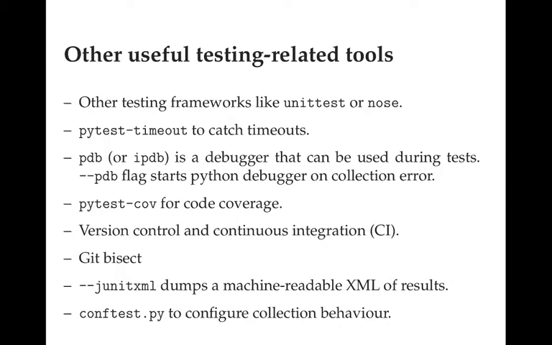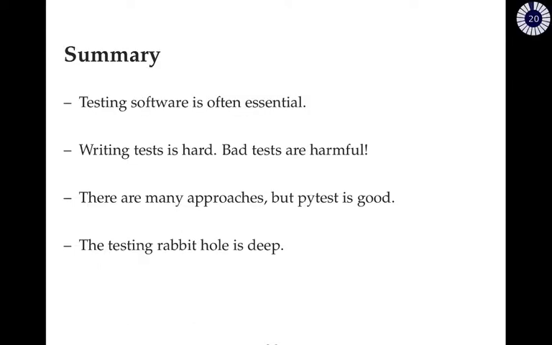The JUnit XML flag plays well with Jenkins and various CI tools to dump test results. Basically anything that goes into conftest.py allows you to break the rules, or the core rules, of PyTest, and allows you to do all kinds of interesting things. It's generally a very cool thing to look at, in my opinion. So let me summarize the entire talk.